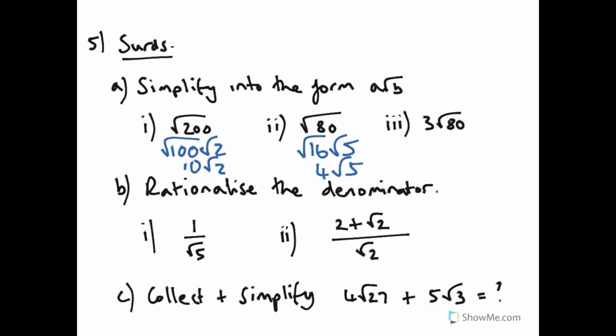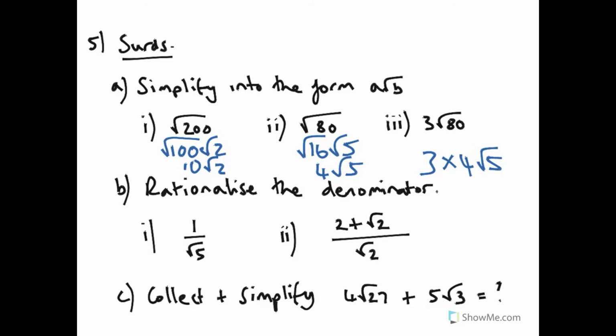Now to answer part 3, you need to see a connection between parts 2 and 3. Part 2 says root 80. Part 3 says 3 root 80, so it must be 3 lots of my previous answer. And of course, 3 times 4 is 12, so the answer is 12 root 5.